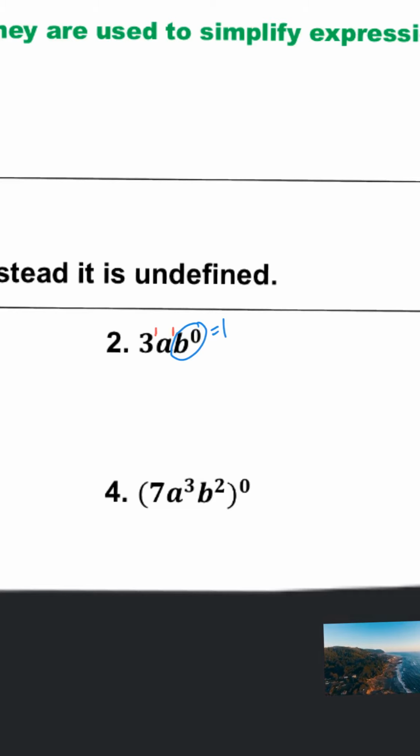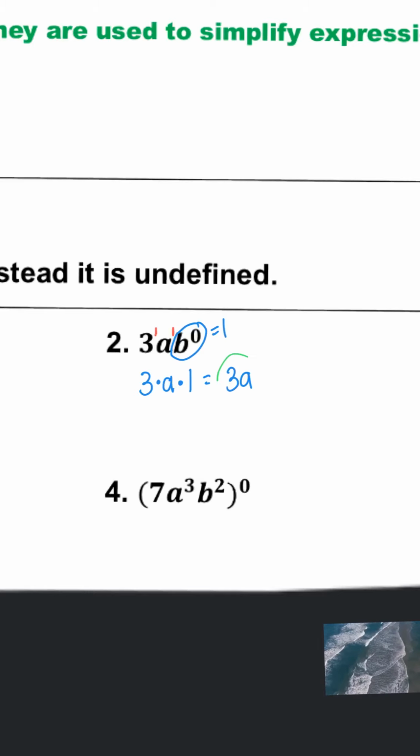So we end up with 3 times A times 1. And then we have to multiply. So 3 times A times 1, that gives me 3A. And that right there, my friends, is my answer.